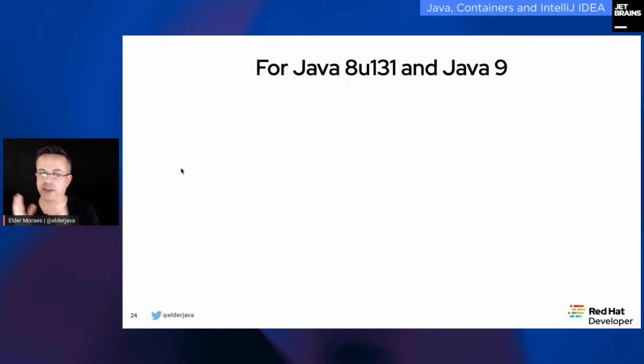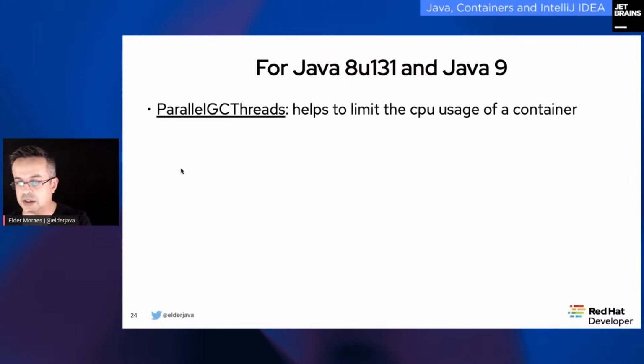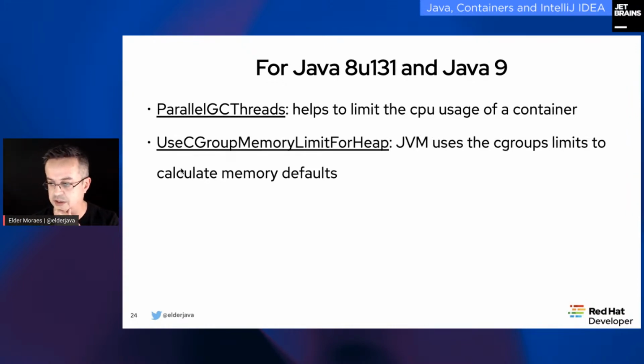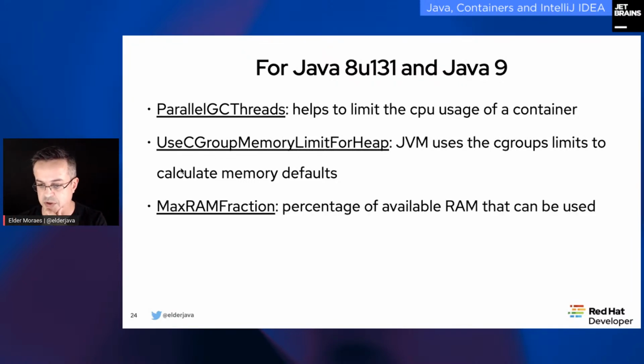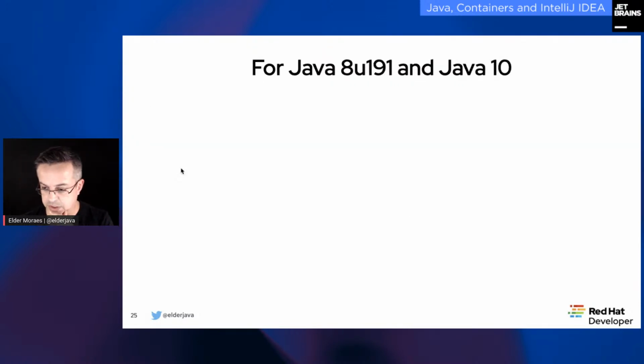On Java 8 131 and Java 9, things started to get better. Now we have some new flags that can be used, for example, to use parallel threads to limit the CPU usage on a container. The JVM started to be able to use the cgroup limit to calculate the memory defaults. And now we are able to use a fraction of the RAM and not a fixed number. So it's not 200 megabytes or 100 megabytes, it's half of the RAM available, a third of the RAM available, and so on.